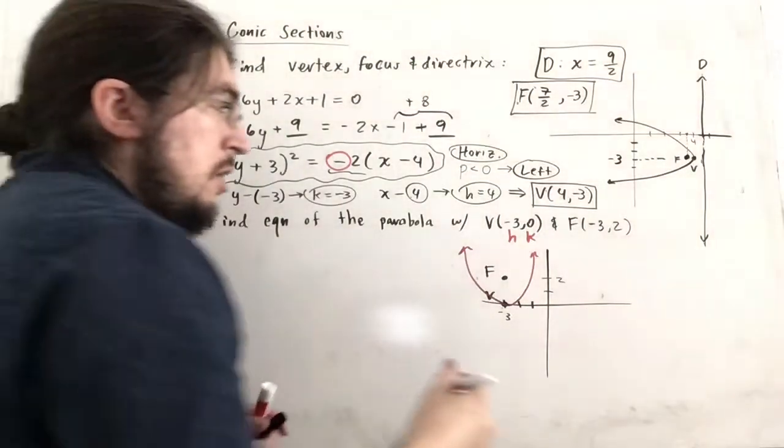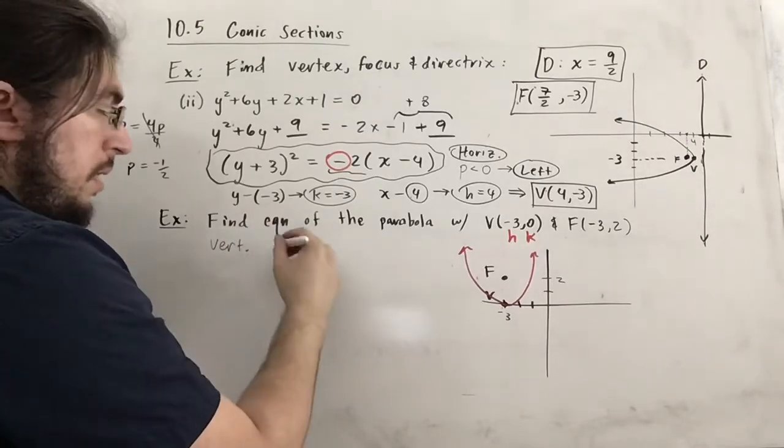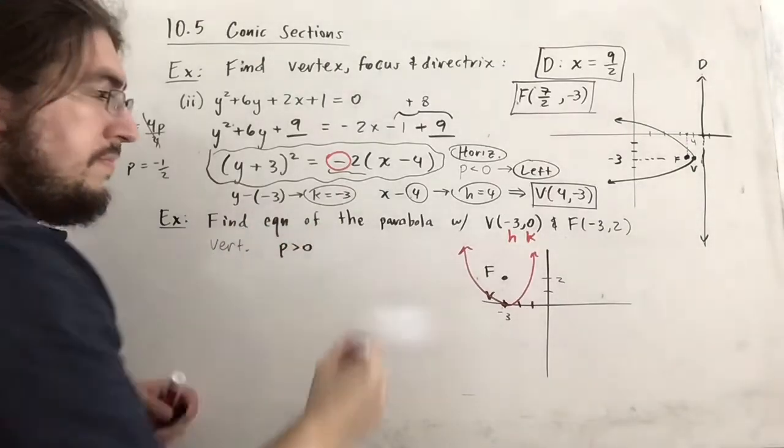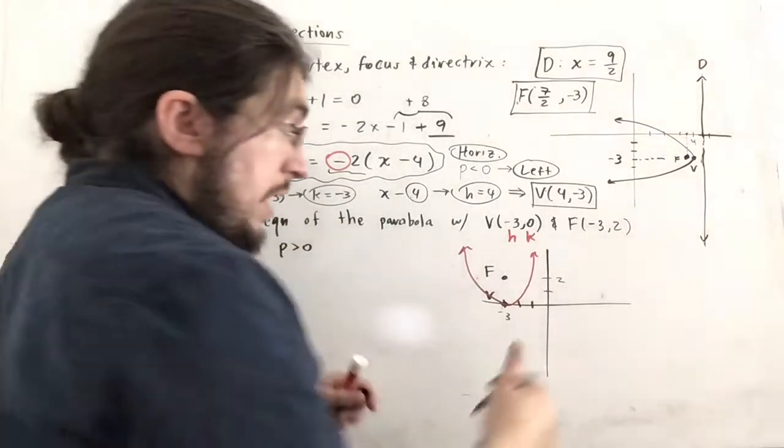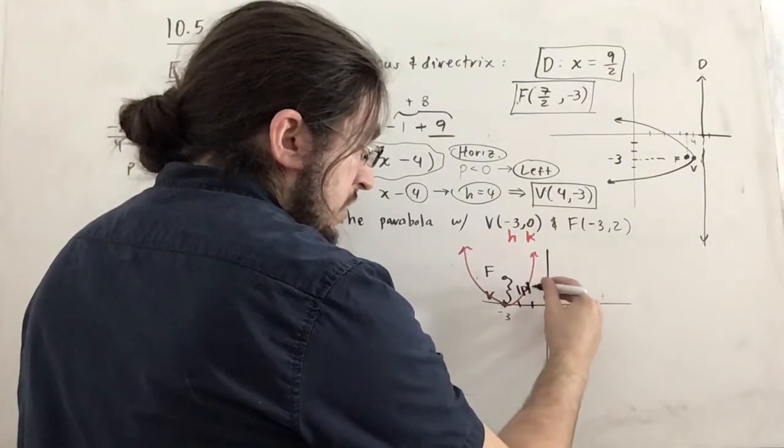So from this, we know that it's a vertical parabola, and we also know that p is positive. And furthermore, we actually know the distance. We know the absolute value of p is 2.